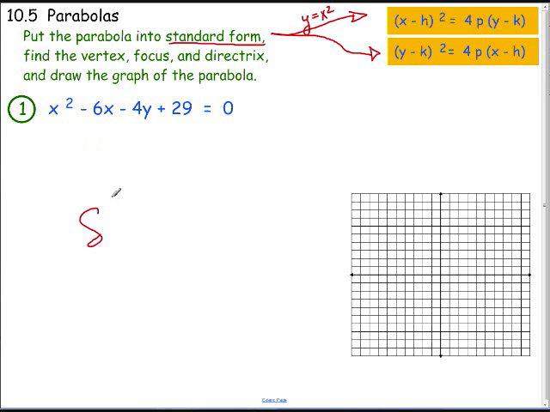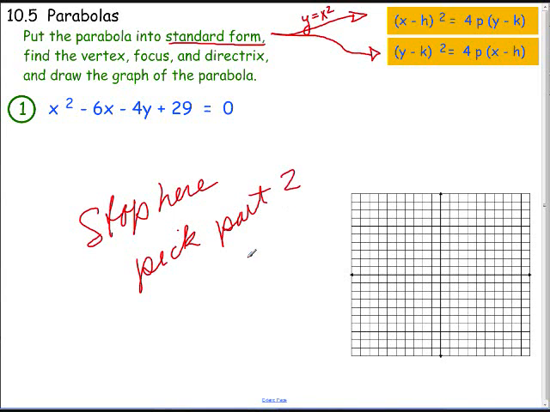We're going to stop here for now and pick up part 2 in your next video session. Alright, so 2 progress points for completing parabolas.